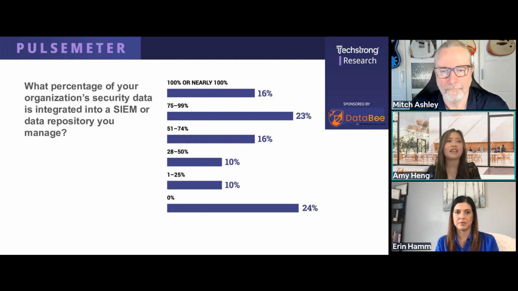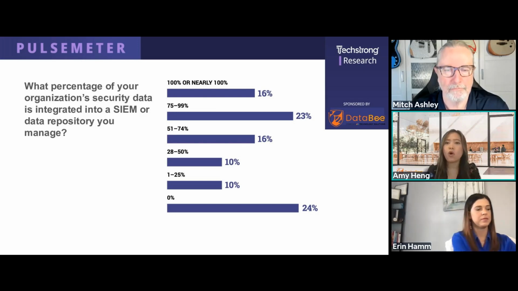Why aren't we integrating more data that isn't just from your firewall, for example, or DNS, but data from maybe your HR platform? So yeah, great segue into a later question, Mitch.